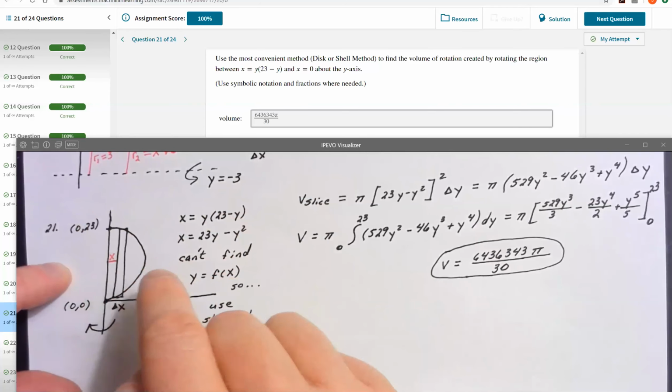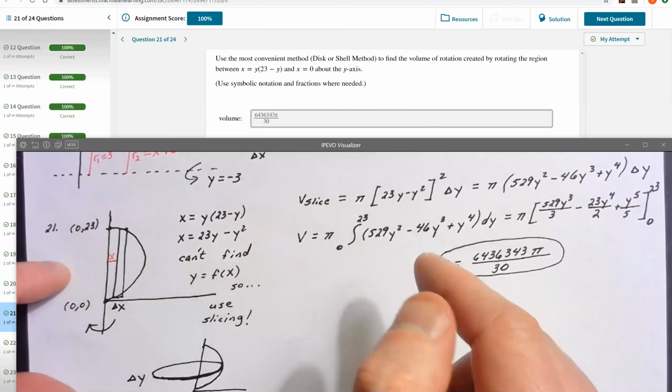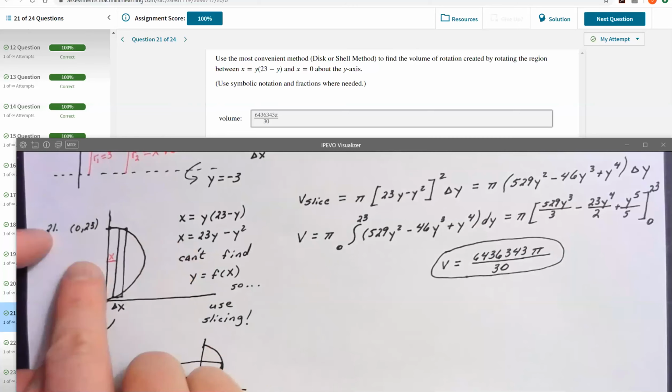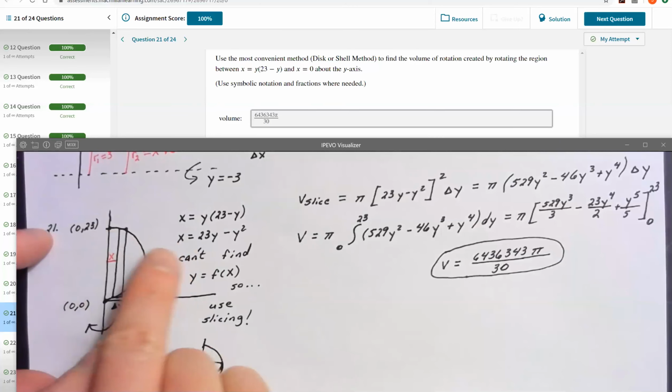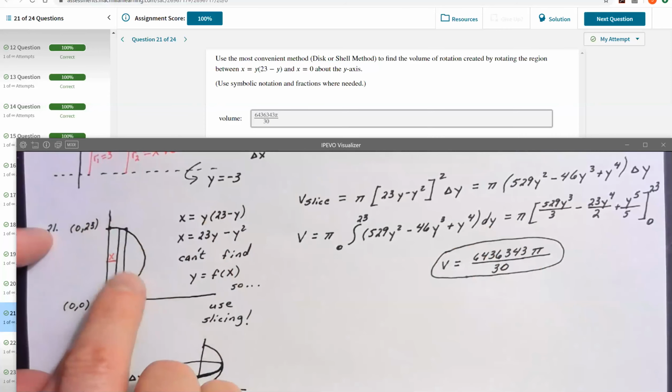And I also knew that I was trying to rotate that region about the y-axis. So the y-axis is my axis of revolution. So, wow, this is just going to form like a ball or a sphere-like figure when it rotates around. But I can say, well, okay, here's the problem with that. I can't do it with the shell method. I would like to, but I can't.